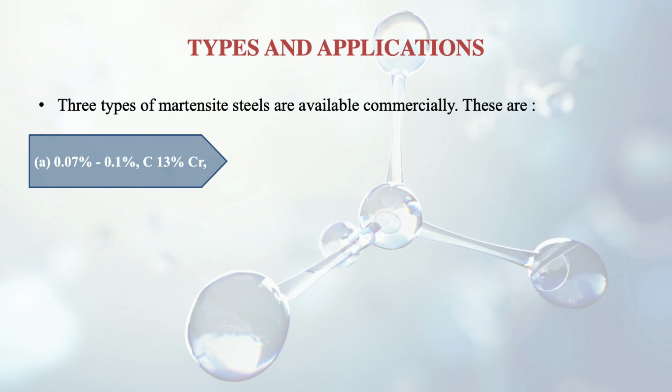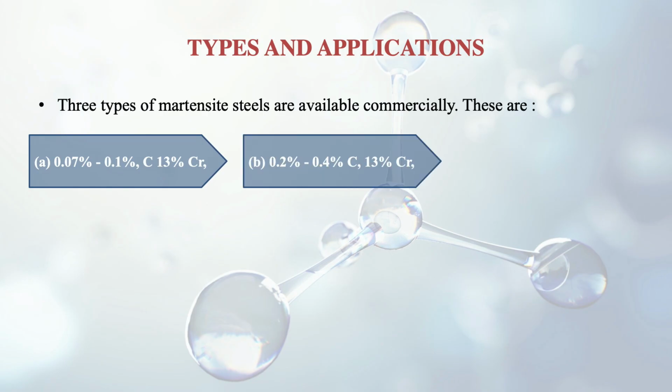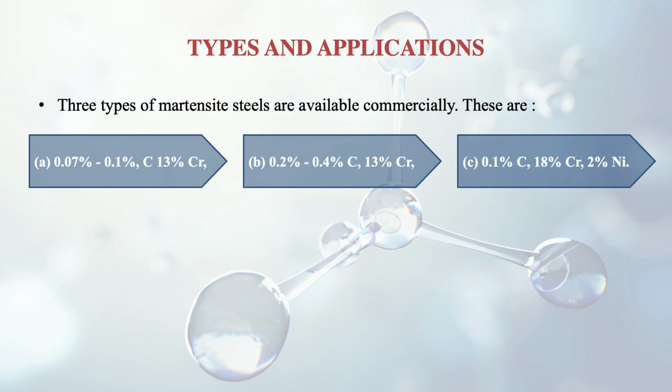The difference between these is only on the basis of the carbon percentage and the chromium percentage. First you see 0.07% to 0.1% of carbon, 13% of chromium. Then 0.2 to 0.4% of carbon is the second one, 13% chromium, and the third one is 0.1% carbon only with chromium 18% and nickel also coming in as 2%.